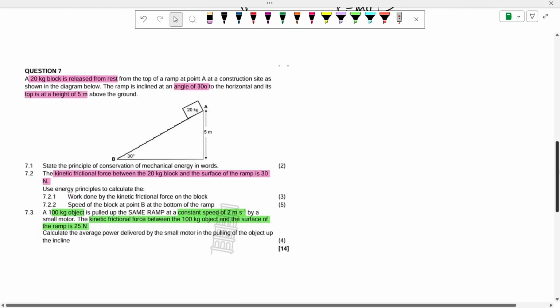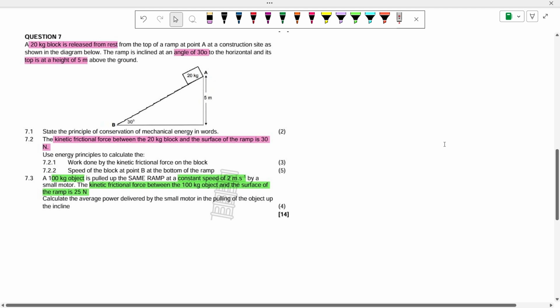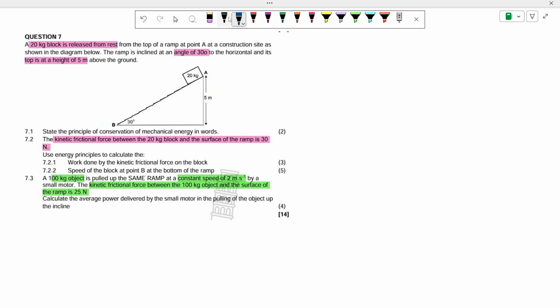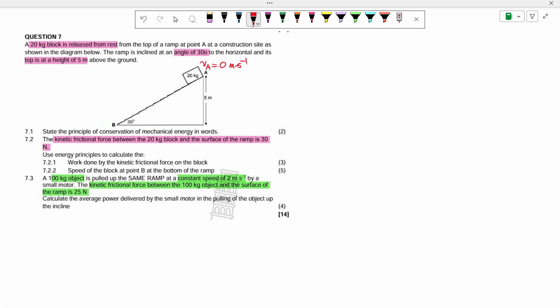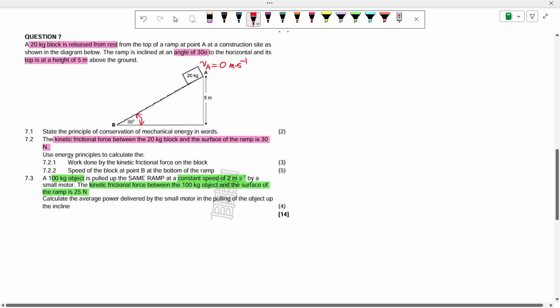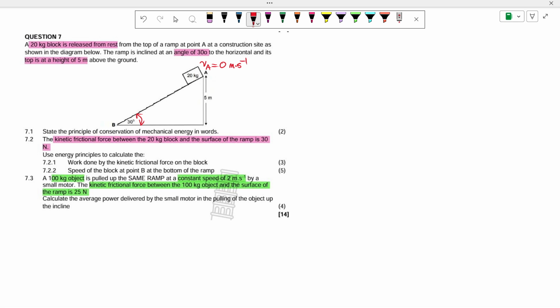Then let's quickly look at this one. Maybe we'll see the same kind of principles. It says a 20 kg block is released from rest. Once again, that's a keyword. This means the velocity at A is 0 meters per second. From the top of a ramp at A, at a construction site as shown in the diagram below, the ramp is inclined at an angle of 30 degrees. So we have an angle of inclination to the horizontal, and it's at the top of a height of 5 meters above the ground.